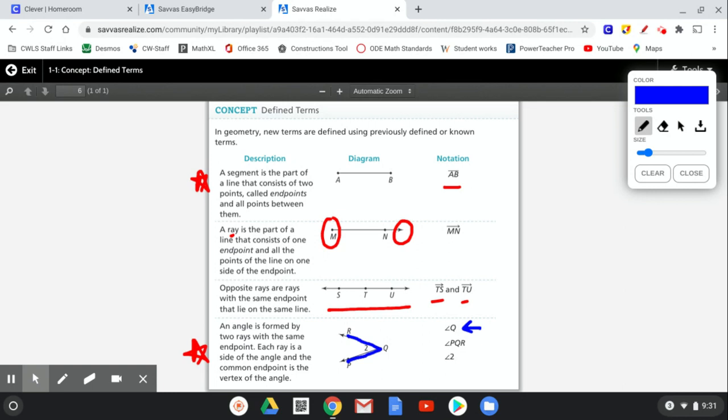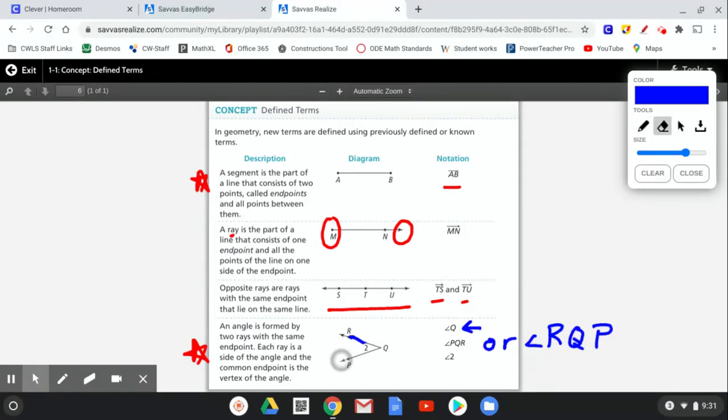Now, you're saying, well, why do we start with P? We don't have to start with P. We can start with R. But if we want to trace this angle without picking up our finger, we either start with P or we start with R. So if we start with R and we trace the angle, we go R, Q, P. That is also another way to name this, angle RQP. All right, so RQP is another way to name it.